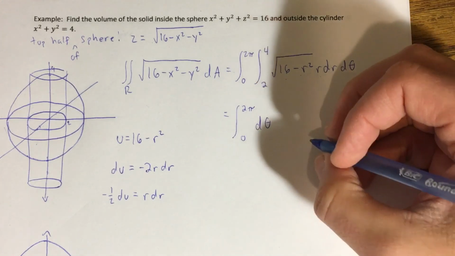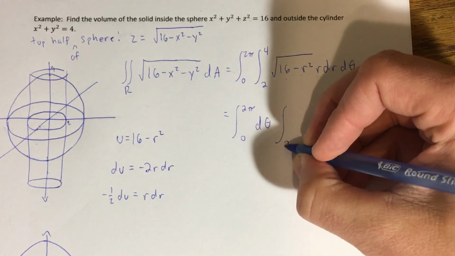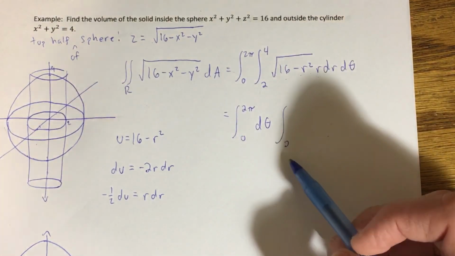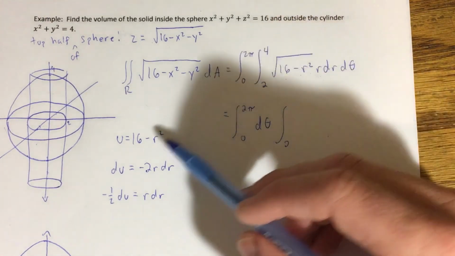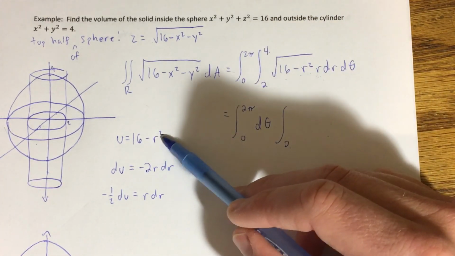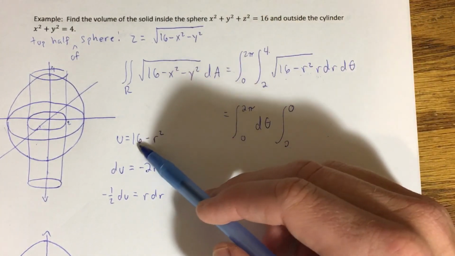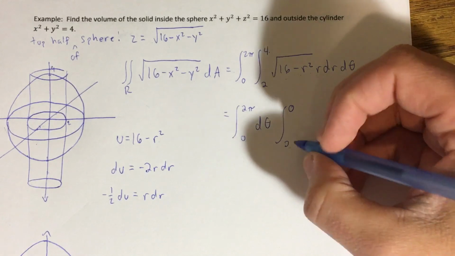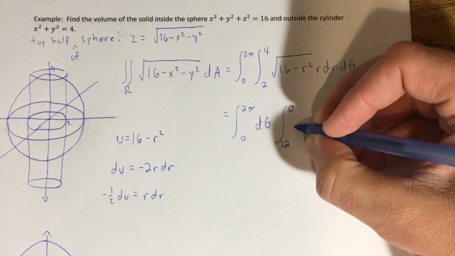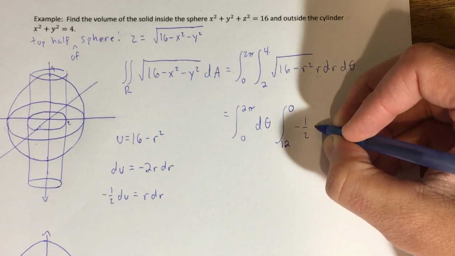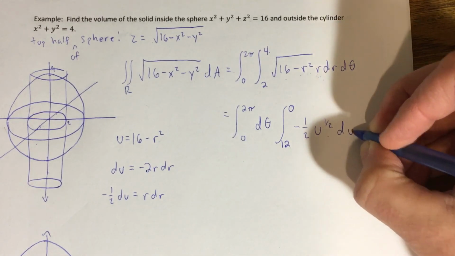So let me write this integral now. I do want to be careful because my limits of integration have to change here as well. So notice, first of all, if I plug 4 in to the r here, I get 16 minus 16, which is 0. If I plug 2 in, 16 minus 4 gives me 12. Okay? And then my function becomes negative 1/2 u to the 1/2 power du.